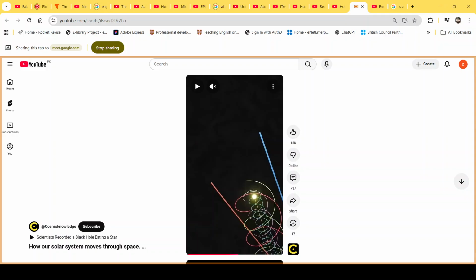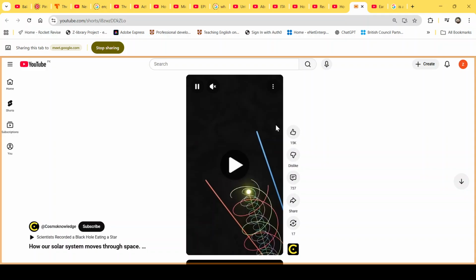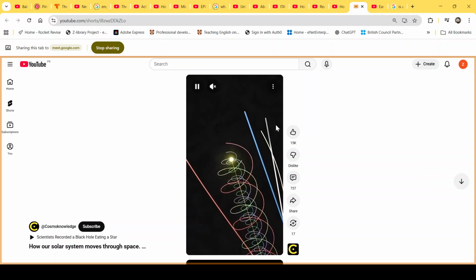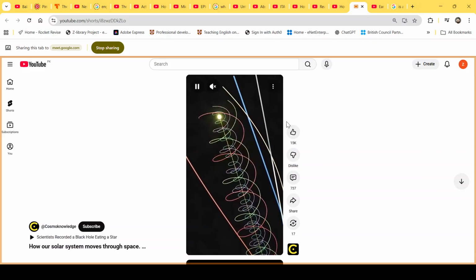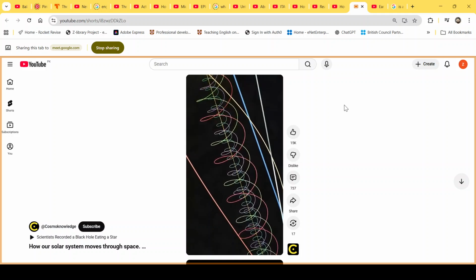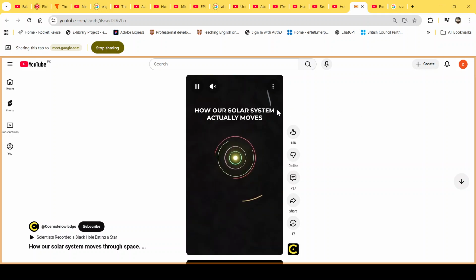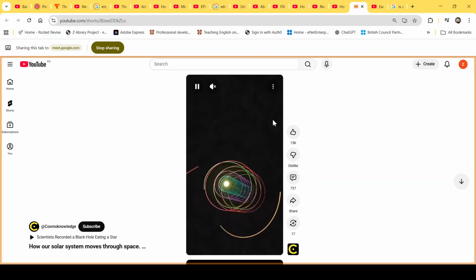Right, so this is what the movement of the planets and the sun actually looks like. So it's not like the models that we make, where everything's stationary. Here's another one.